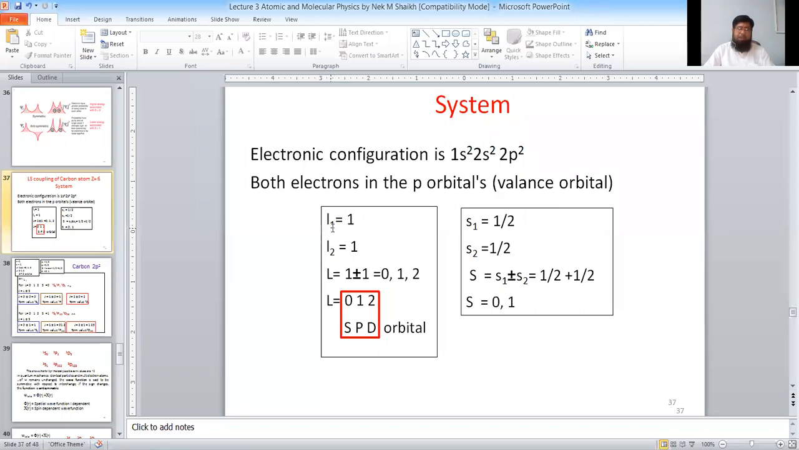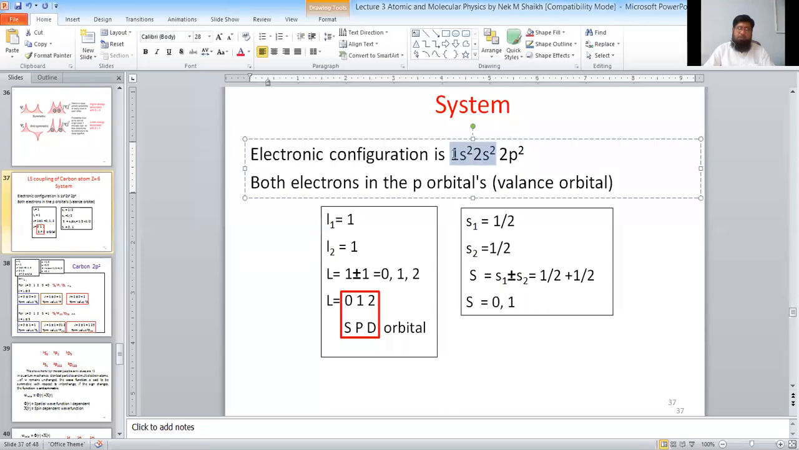In this case, L1 is equal to 1 because of one electron in the p orbital. 1s2 and 2s2 will not contribute to the coupling because they are filled orbitals. Filled orbitals do not contribute to the interaction. Only the valence electrons contribute to the coupling process. So now in these 2p2 electrons, L1 is equal to 1, L2 is equal to 1.